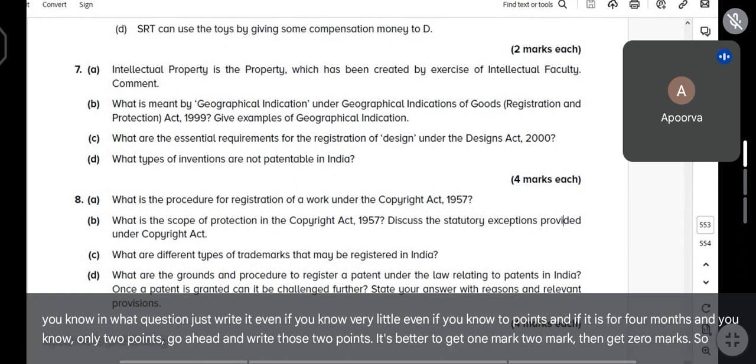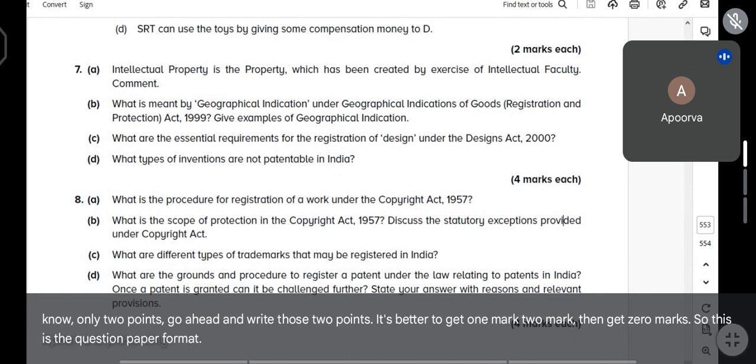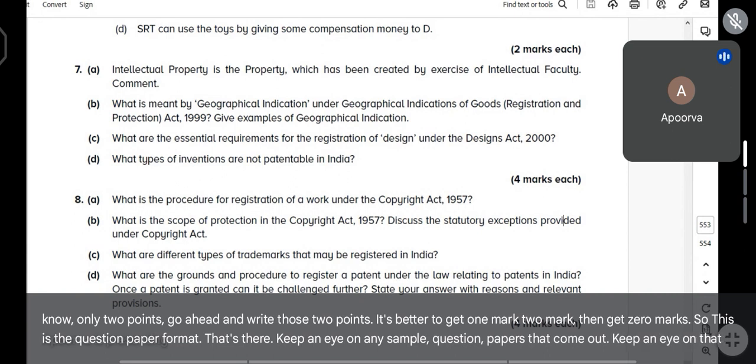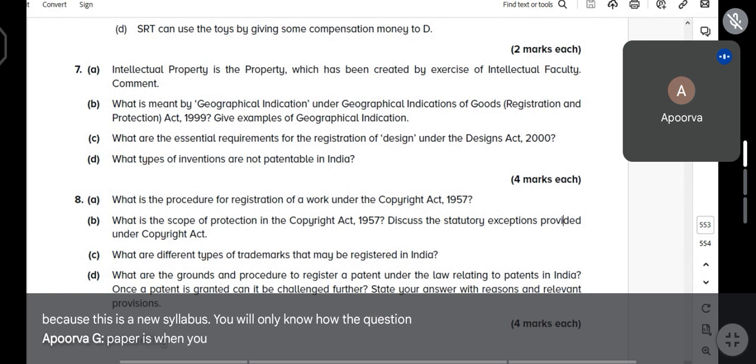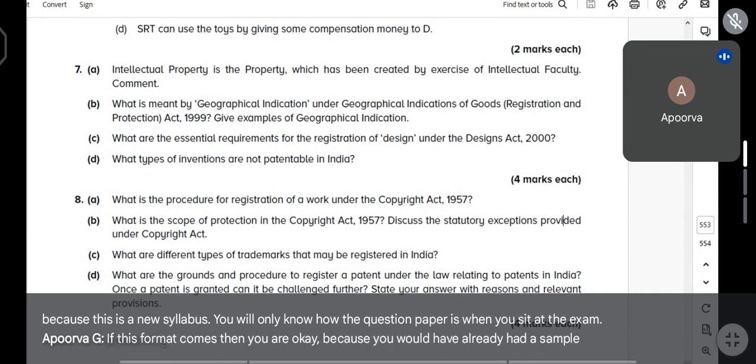So this is the question paper format that's there. Keep an eye on any sample question papers that come out, because this is a new syllabus. You will only know how the question paper is when you sit at the exam. If this format comes, then you all are okay, because you would have already had a sample test paper.